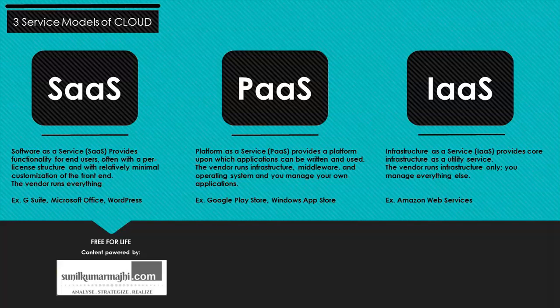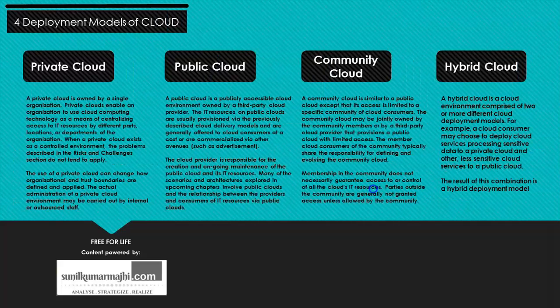There are of course cases when these are used in a hybrid model. That depends on your need, how you could leverage the offerings of these models and how you customize it as per your needs. Now coming to the deployment models. There are four kinds of deployment models in cloud. One is your private cloud, second is your public cloud, then there is community cloud, and then there is hybrid cloud. So let's examine one by one.